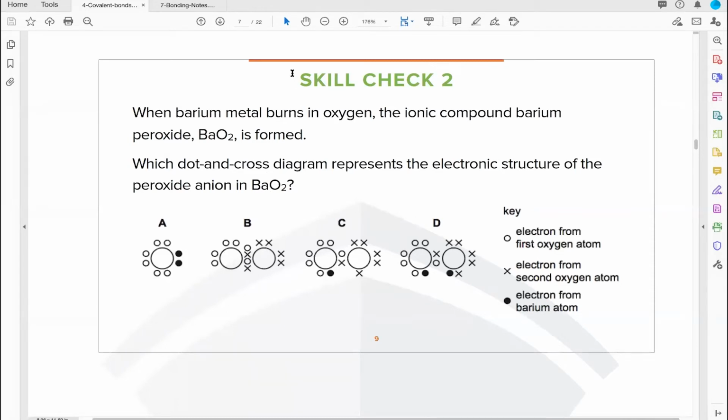Yeah, barium oxide is ionic, barium peroxide. But the peroxide ion itself is a molecule formed by covalent bonding. D is covalent because what D has done is 2 oxygen atoms are joined together by a single bond. You can see that.